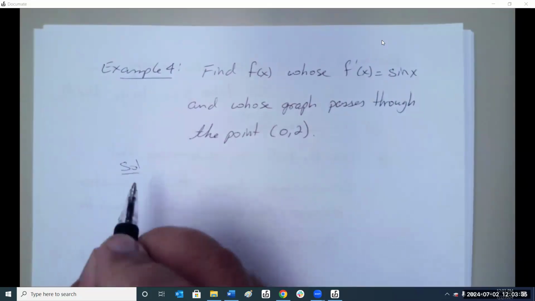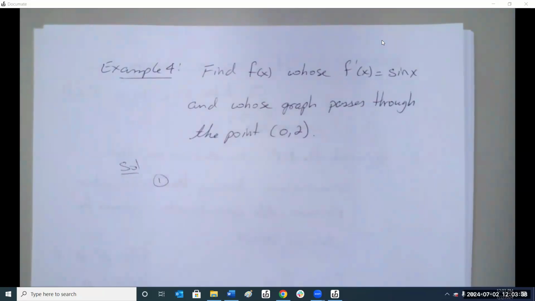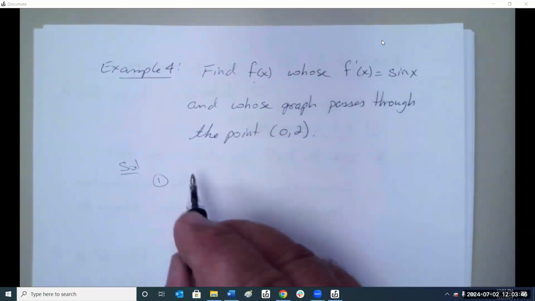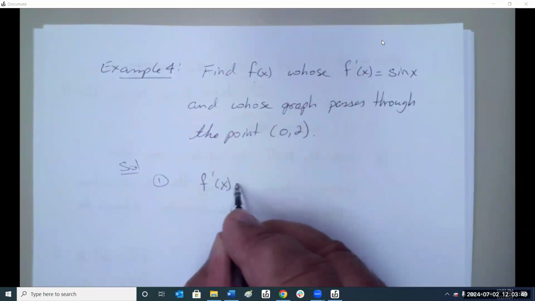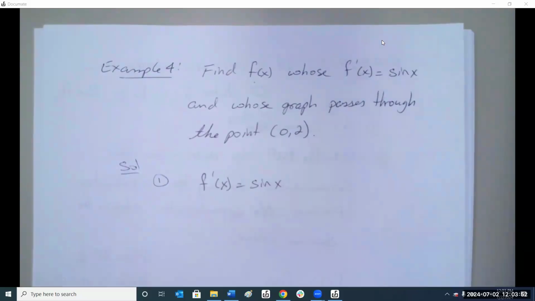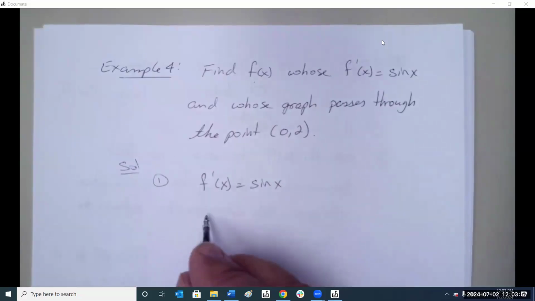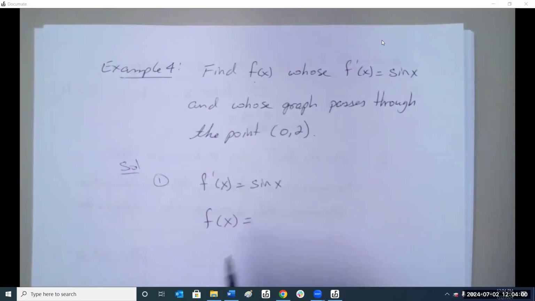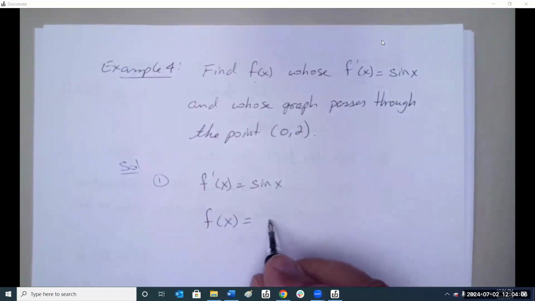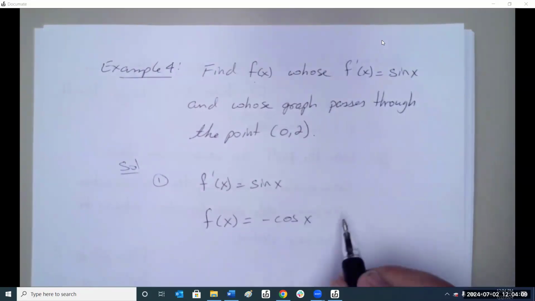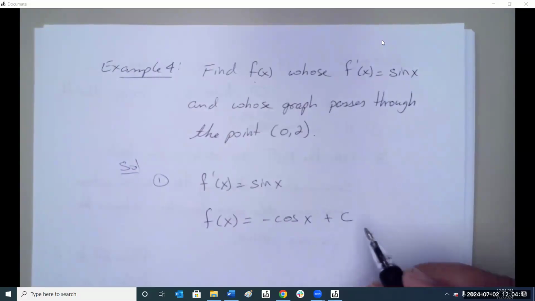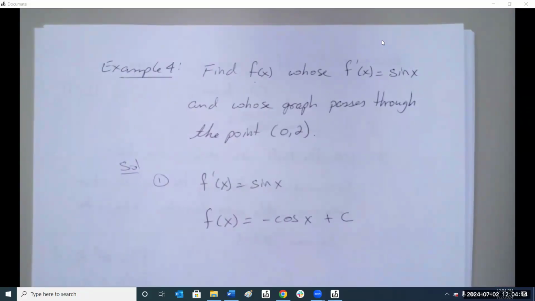So here's your solution. What's my first step? What's the first thing I have to find? Yeah, find f of x, whose derivative. So let's see whose derivative gives us sine x. So what function would that be? Close. Negative cosine x, plus some constant. Any constant's derivative is 0.